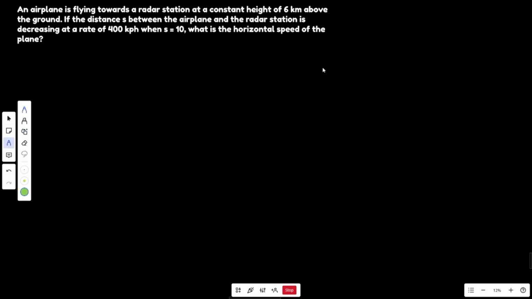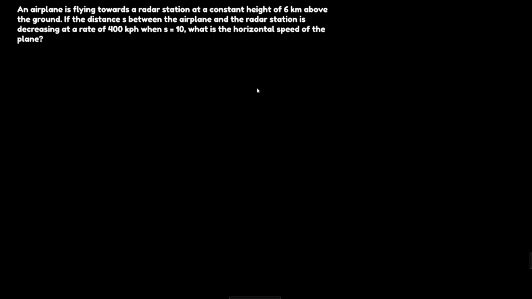Now, the question states, an airplane is flying towards a radar station at a constant height of 6 kilometers above the ground. If the distance s between the airplane and the radar station is decreasing at a rate of 400 kilometers per hour, when s is equal to 10, what is the horizontal speed of the plane?